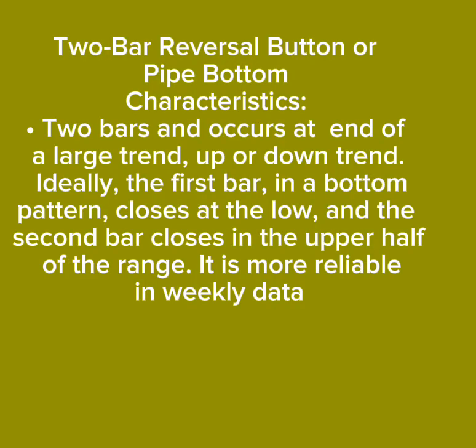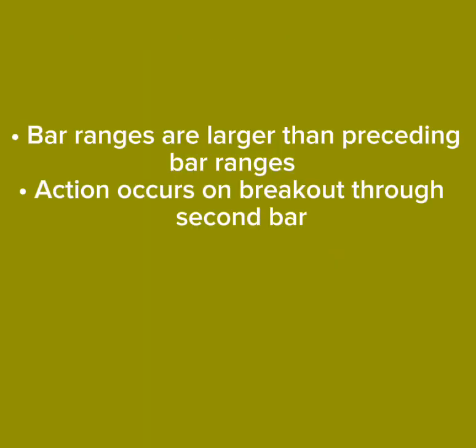Two-bar reversal, button or pipe bottom. Characteristics. Two bars and occurs at the end of a large trend, up or down trend. Ideally, the first bar, in a bottom pattern, closes at the low, and the second bar closes in the upper half of the range. It is more reliable. In weekly data, bar ranges are larger than preceding bar ranges. Action occurs on breakout through second bar.